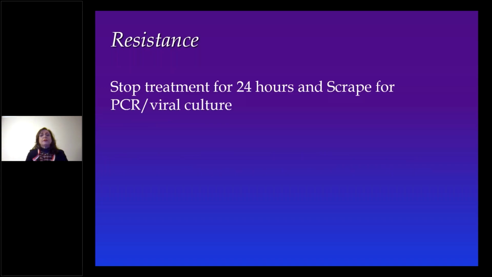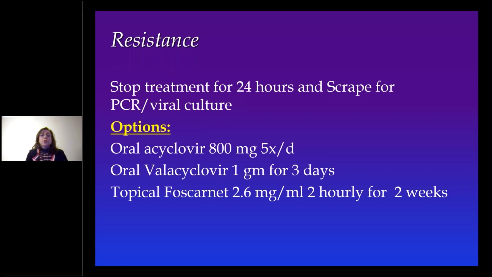So when you have resistance or you're suspecting resistance, what do you need to do? You need to stop the treatment for 24 hours and rescrape and send for PCR and viral culture. And your options will be to start oral acyclovir at a higher dose, 800 milligrams 5 times a day, or oral valacyclovir 1 gram 3 times for 3 days. Or you can try a different topical drops such as foscarnet, and that can be given 2 hourly for 2 weeks.